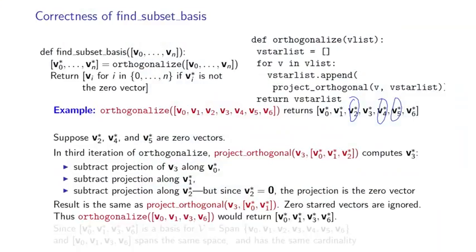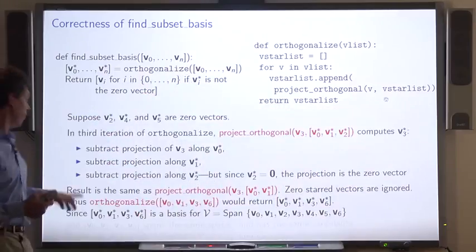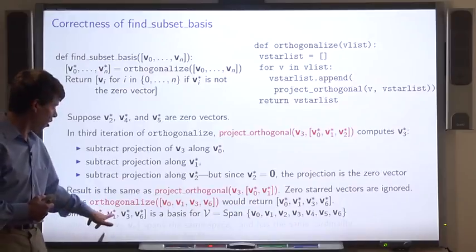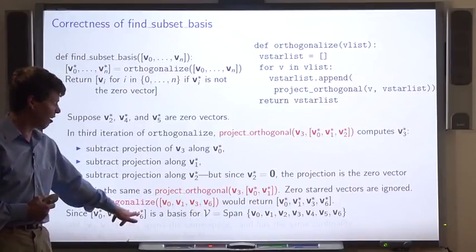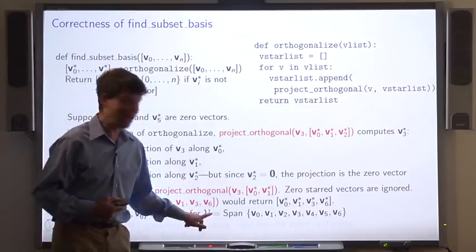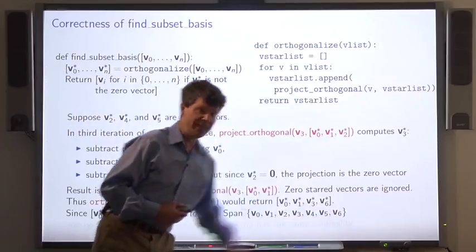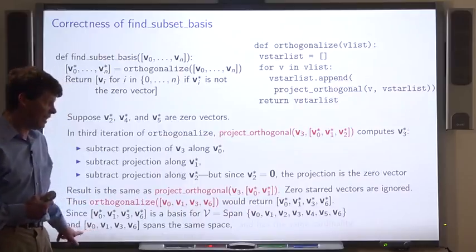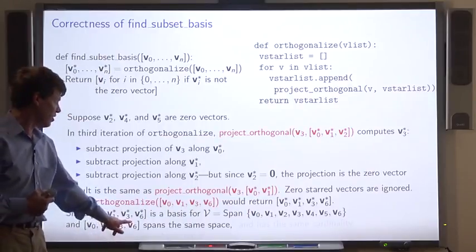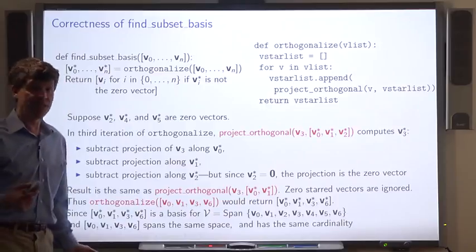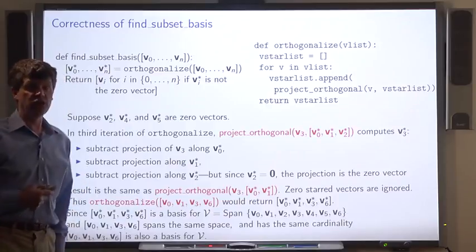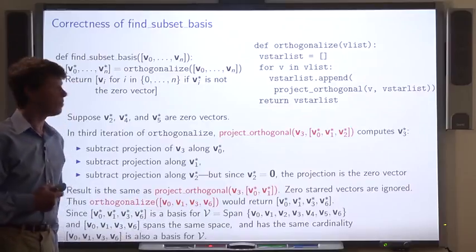So if we ran orthogonalize on just the vectors v0, v1, v3, and v6, the output would be exactly those vectors v0 star, v1 star, v3 star, and v6 star as we got here. We already know that those vectors, v0 star, v1 star, v3 star, and v6 star, form a basis for the vector space that's the span of v0 through v6. And we've seen that v0, v1, v3, and v6 span the same space. They have the same cardinality, so they also form a basis for that vector space.